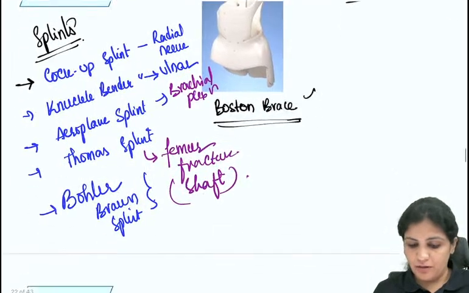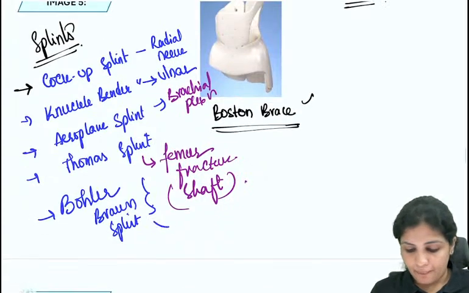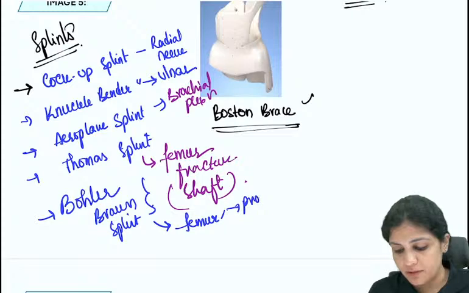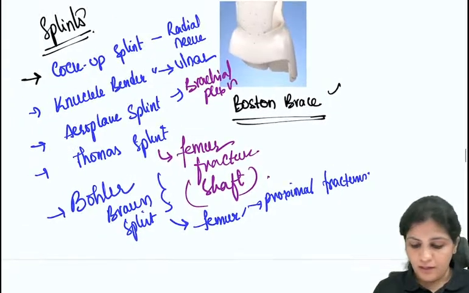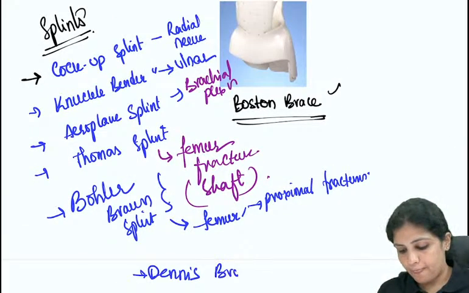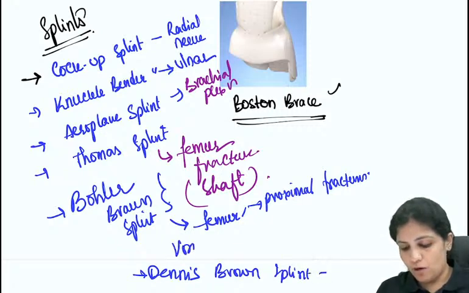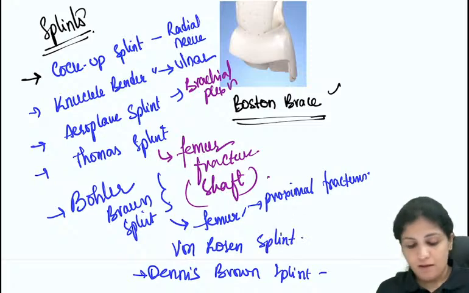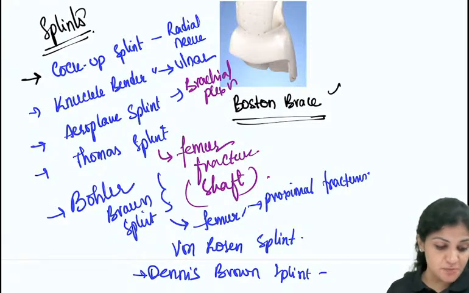Yeah, shaft, very good. BB splint is again for your femur, probably your proximal femur. Okay, then Dennis Brown splint. Then Von Rosen splint. Faster, Dennis Brown splint and Von Rosen splint. These two are... BB splint is for proximal femur.